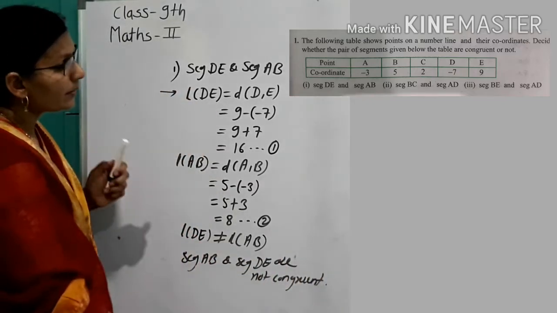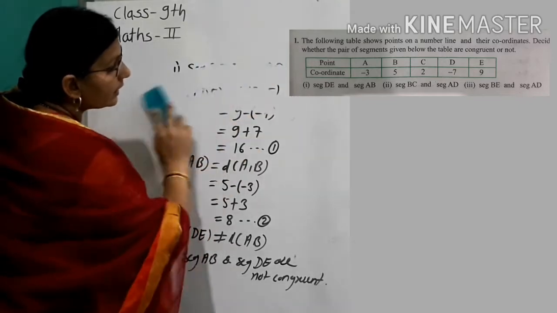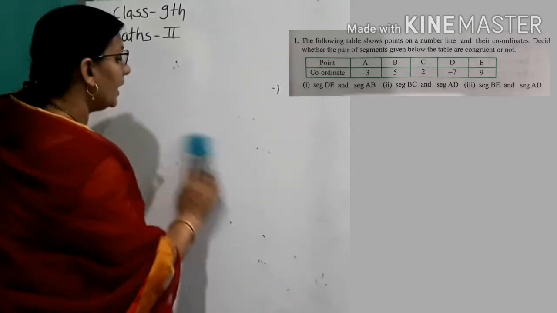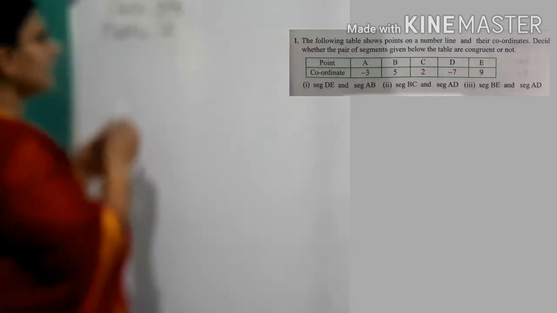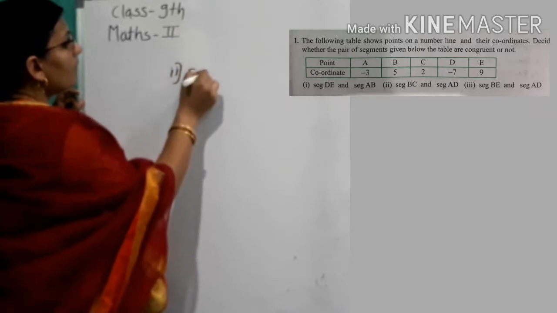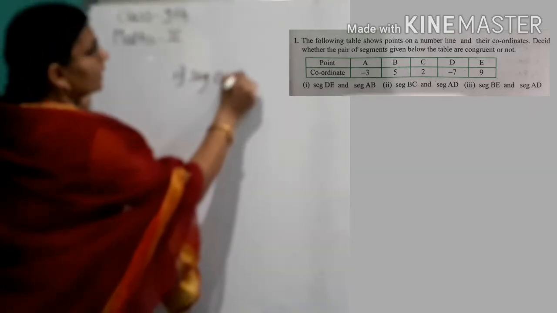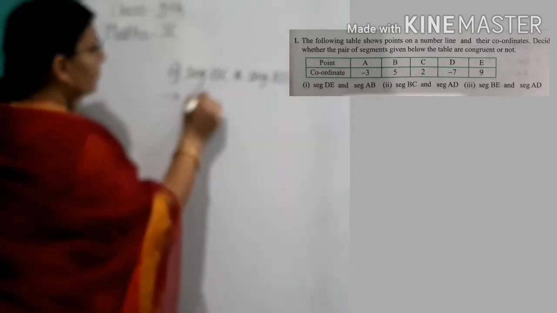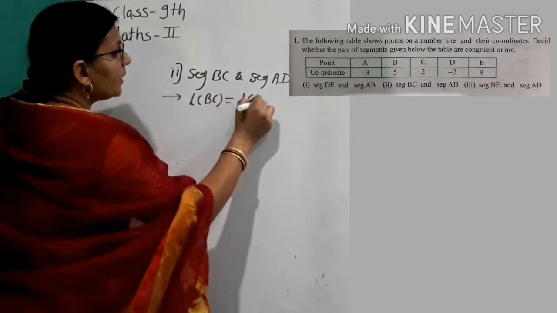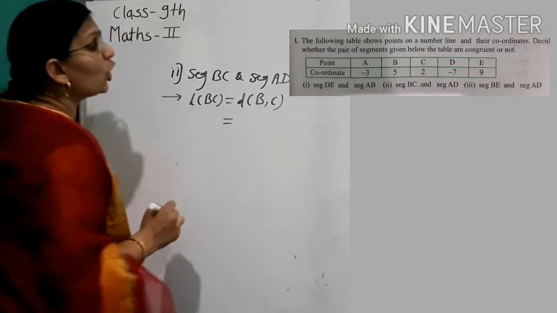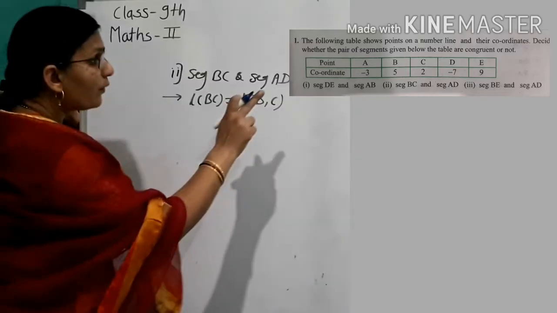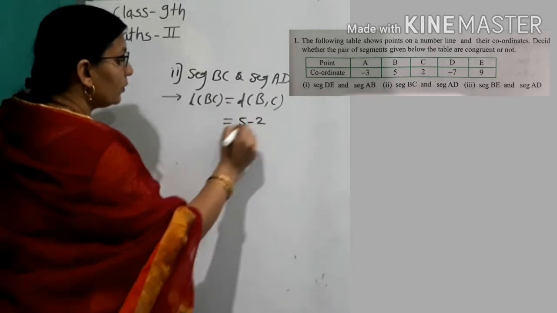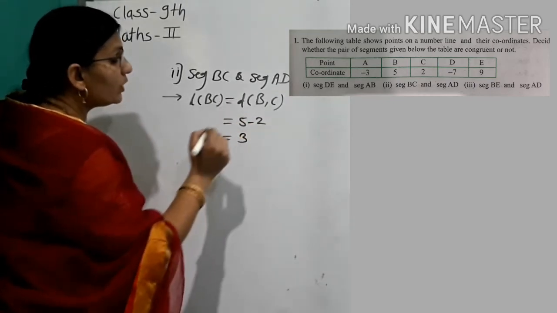Then example number second. In the second, the given pair is segment BC and segment AD. First of all, find the length of BC and segment AD. Length of BC equals the distance between point B and C. Coordinate of B is 5. Coordinate of C is 2. 5 is greater than 2. Therefore, 5 minus 2 equals 3.